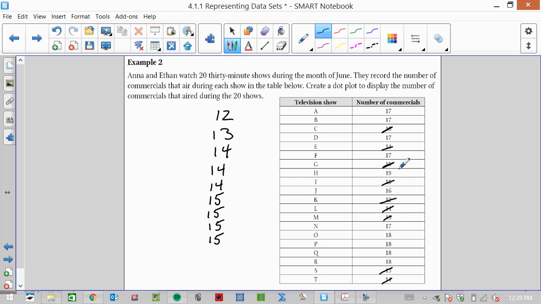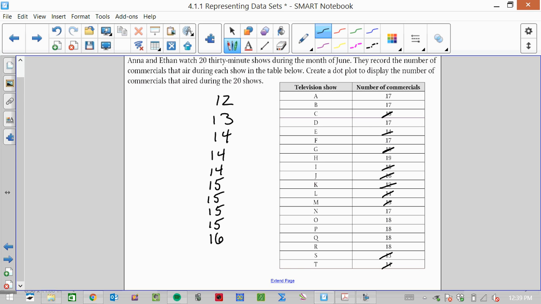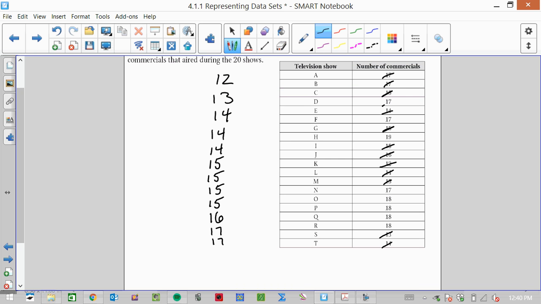I think that's it for 15. So I see it. 16. Scroll down a little bit. I think that's it for 16s. 17. 17. Just on my page. 17, that doesn't look like a very good 17 there.